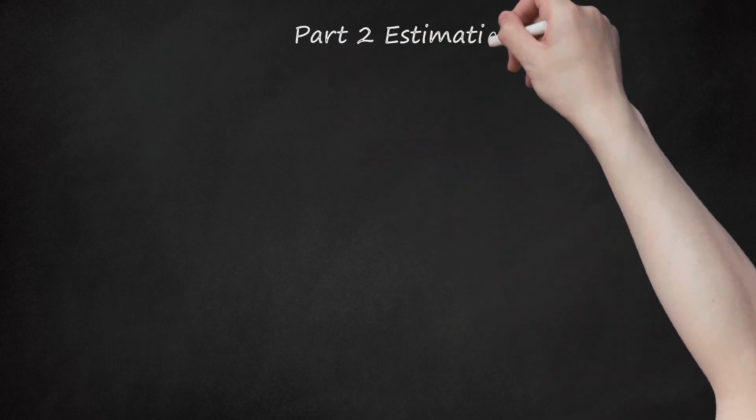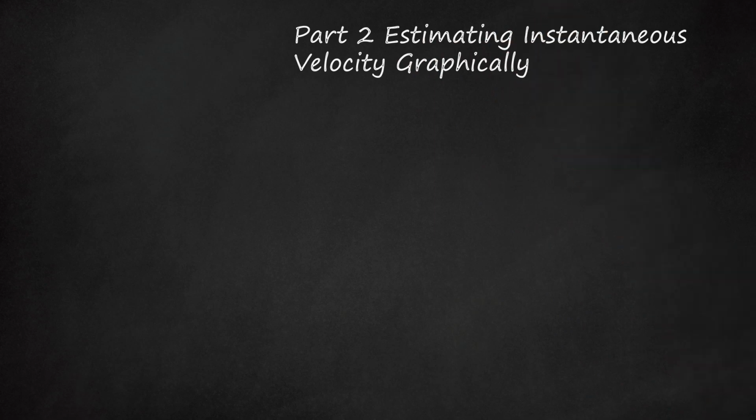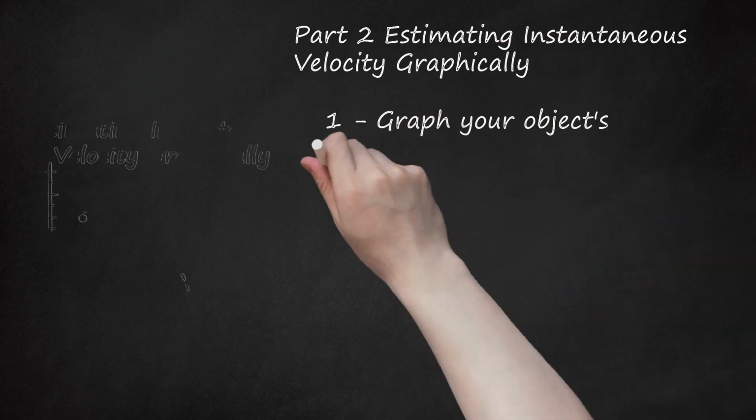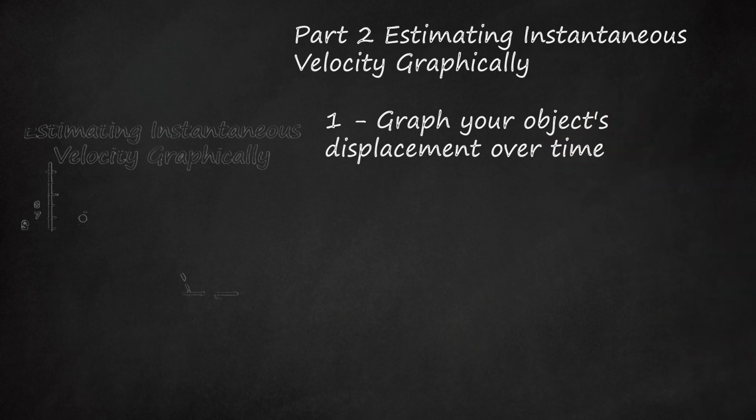Part 2: Estimating instantaneous velocity graphically. 1. Graph your object's displacement over time. In the section above, we mentioned that derivatives are just formulas that let us find the slope at any point for the equation you take the derivative for. In fact, if you represent an object's displacement with a line on a graph, the slope of the line at any given point is equal to the object's instantaneous velocity at that point.